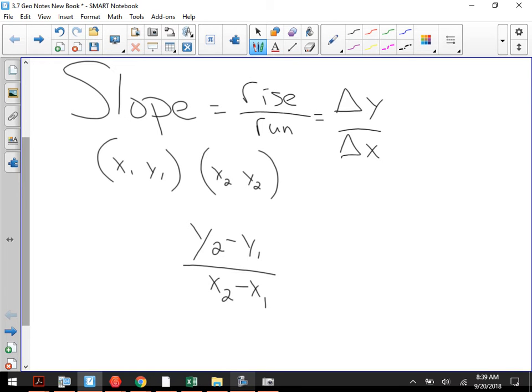Now, what letter did they use to show slope? Do you guys remember the variable they used? What letter did they use for slope? M. Y equals mx plus b. So that's the slope intercept formula. We'll talk about that later.